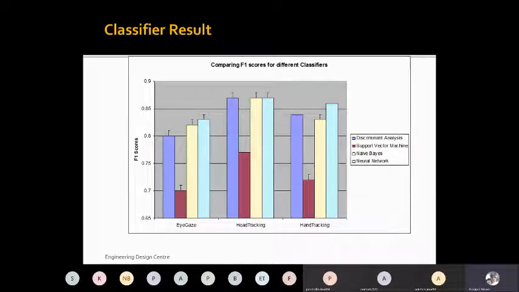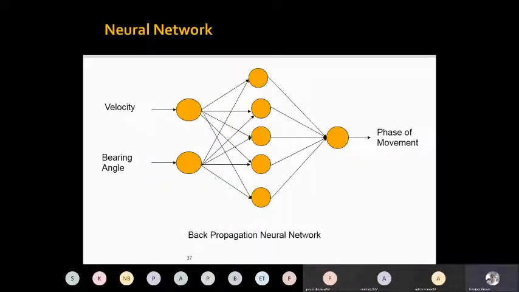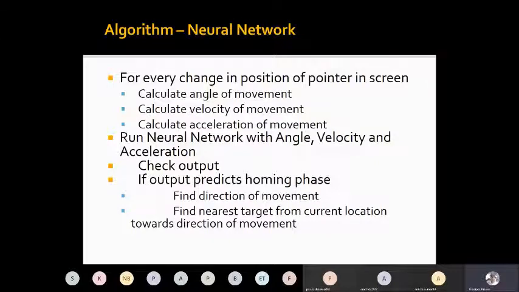And here we trained a bunch of models with the cursor trajectory metrics like speed, bearing, and acceleration. And a neural network model worked best. This is a very simple example of a backpropagation neural network where we are feeding the velocity and bearing angle of the cursor movement, and we are trying to predict the phase of movement. And this happens to be the algorithm.